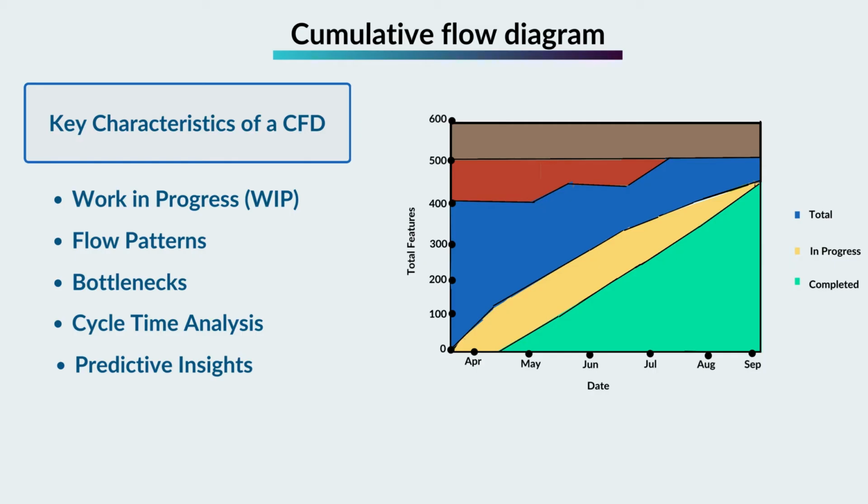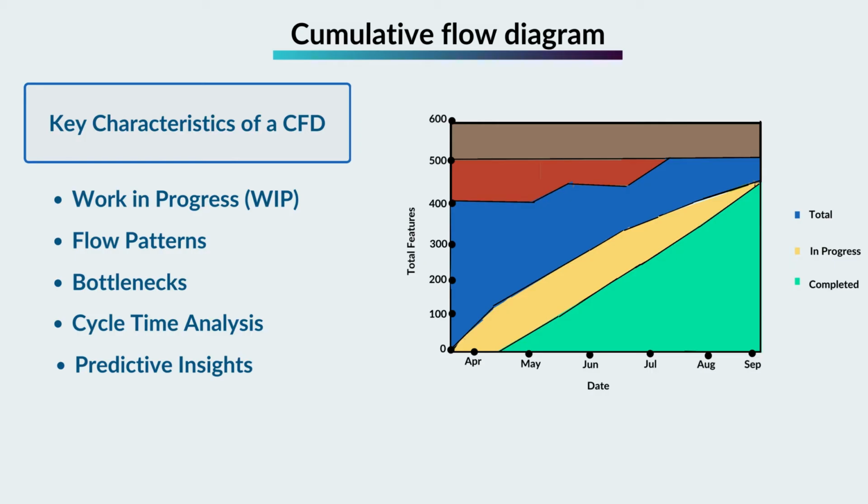Cycle time analysis. CFDs can be used to analyze the cycle time, which is the time it takes for a work item to move from one state to another. Teams can track how long it takes for work items to transition from to do to done, helping to identify areas for optimization. Predictive insights: CFDs can provide insights into the project's future progress.